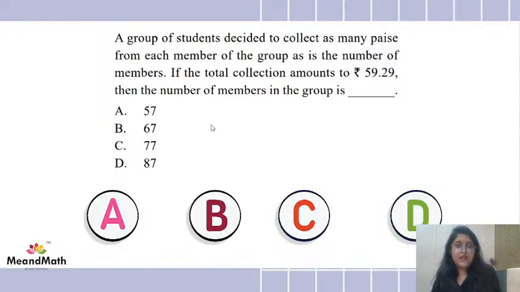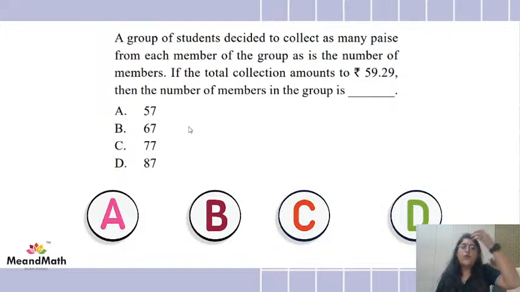Okay. A group of students decided to collect as many paise from each member of the group as is the number of members. If the total collection amounts to rupees 59.29, then the number of members in the group is. Okay, so this is the question.